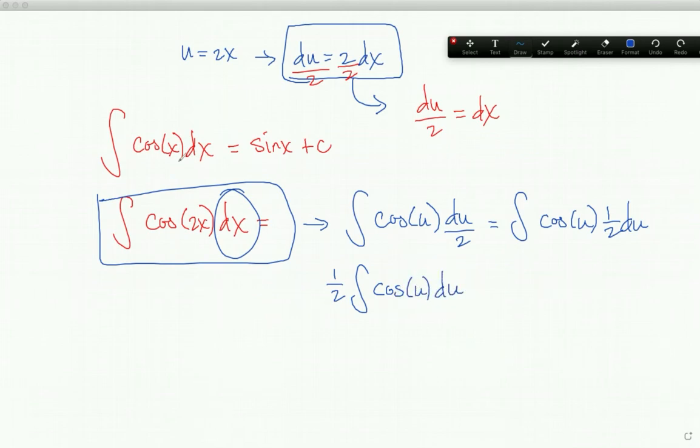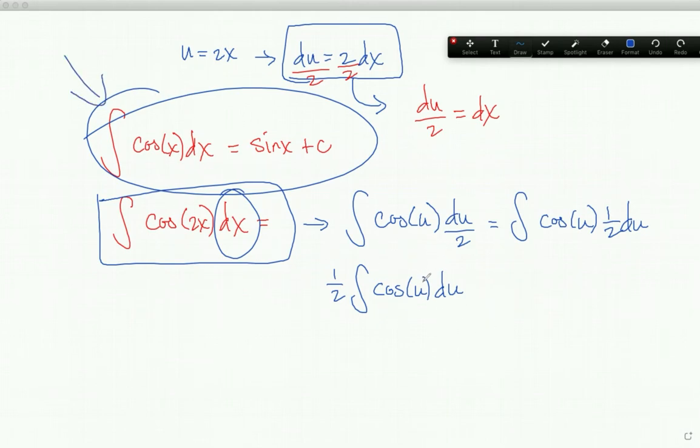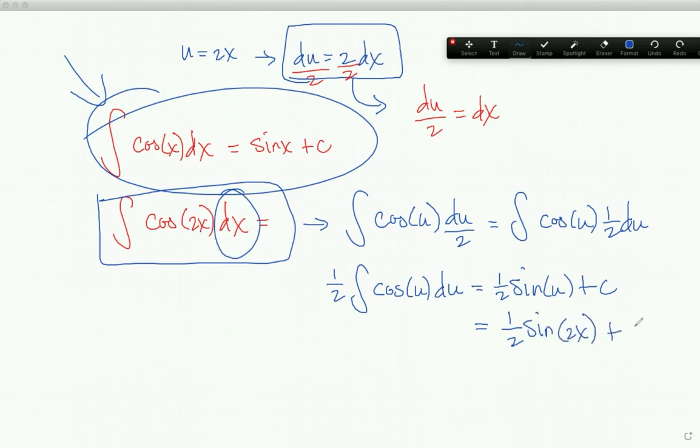Now, other than using u instead of x, it's exactly the same as the task that was posed to you earlier, which is that the antiderivative of cos u would be sine u. But then there's that 1/2 we've got to keep. So you go 1/2 sine u plus c. But before you say you're done and you've got the final answer, you've got to replace back what you said was u, which is 2x. So 1/2 sine 2x, plus c. Fair?